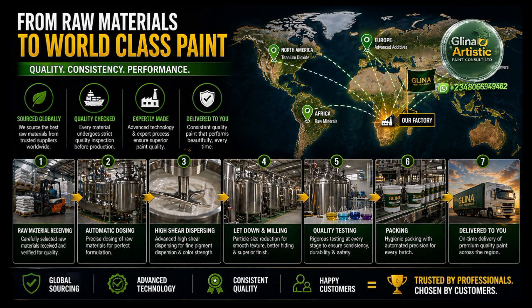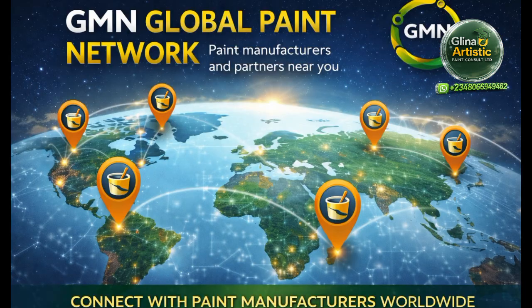Manufacturers across Nigeria, Ghana, Kenya, South Africa, and beyond have applied this system, and their paint quality improved because they stopped guessing and started following a structured production method. Through the GMN Global Paint Network, manufacturers connect with buyers and find suppliers, and businesses grow faster through system and collaboration.